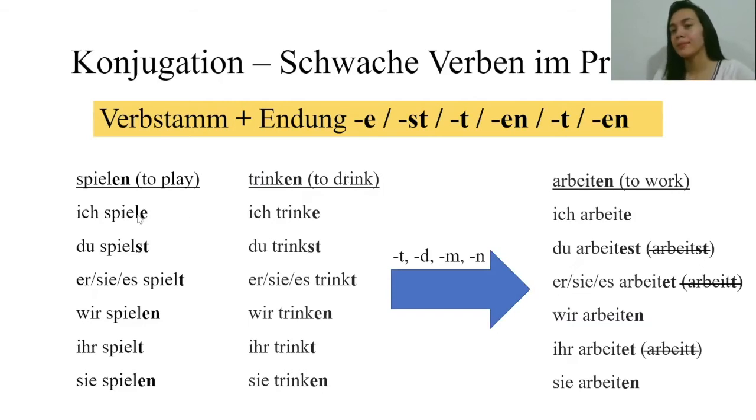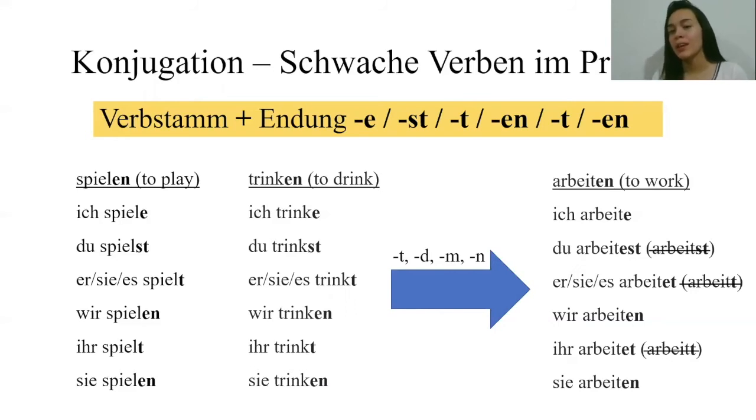Ich spiele, I play. Ich trinke, I drink. Du spielst, you play. Du trinkst, you drink. Er, sie, es spielt. He, she, it plays. Er, sie, es trinkt. He, she, it drinks. Wir spielen, we play. Wir trinken, we drink. Ihr spielt, you play. Ihr trinkt, you drink. Sie spielen, they play. Sie trinken, they drink. So that is the conjugation of those verbs.